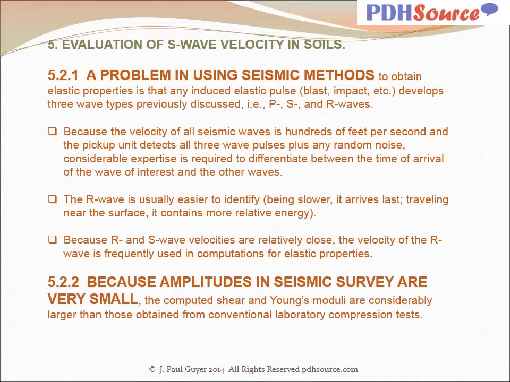The R wave is usually easier to identify; being slower, it arrives last. Traveling near the surface, it contains more relative energy. Because R and S wave velocities are relatively close, the velocity of the R wave is frequently used in computations for elastic properties. Because amplitudes in seismic surveys are very small, the computed shear and Young's modulus are considerably larger than those obtained from conventional laboratory compression tests.